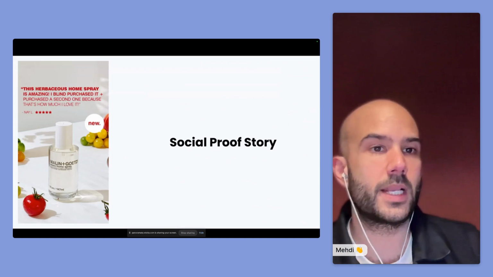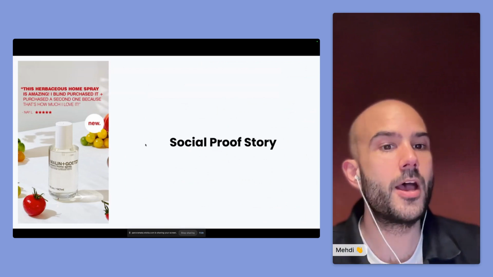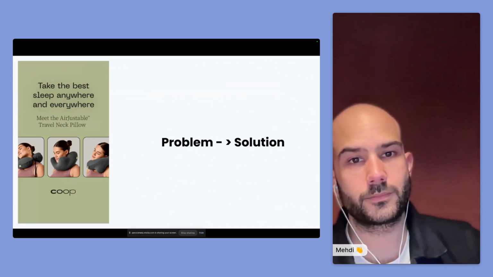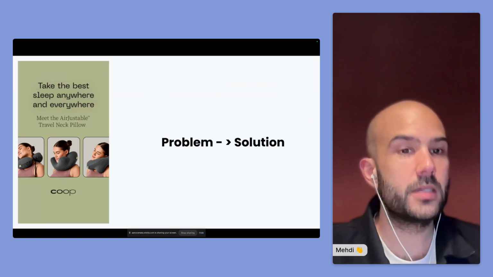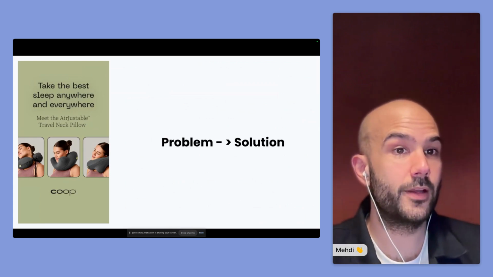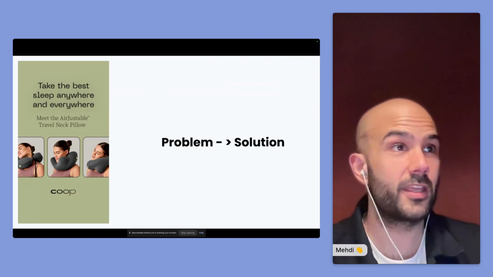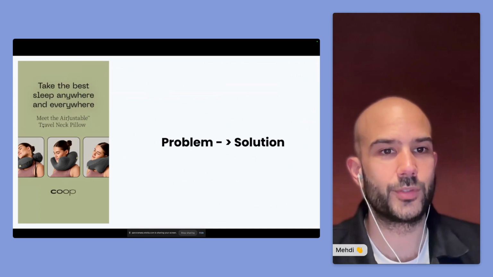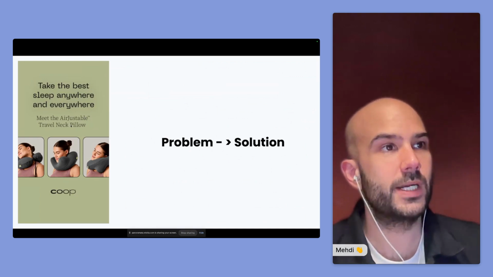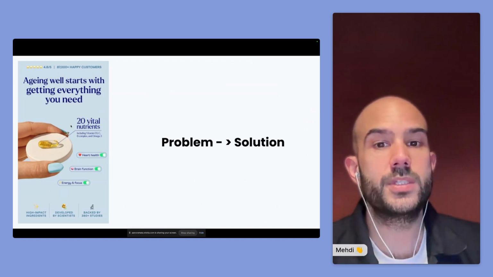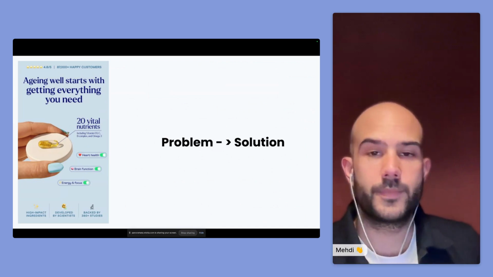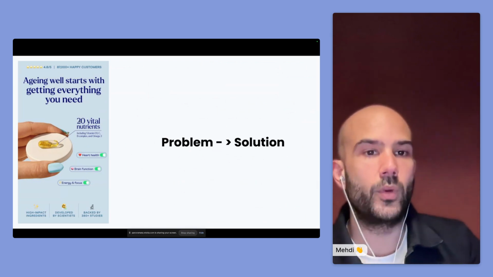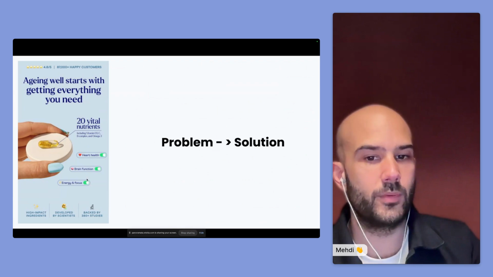So here we go. We have a classic social proof with a quick explanation of how it happened. Here we have a story that goes from the problem to the solution. The problem here is implicit. So basically, you cannot have your best sleep everywhere. So we'll be providing you the solution to this problem, which is the air adjustable travel neck pillow, a way to have the best sleep anywhere and everywhere. Again, pretty much the same thing here. Aging well, this is my problem. We're selling you the solution, getting everything you need with all these ingredients and what it enables for you as well.